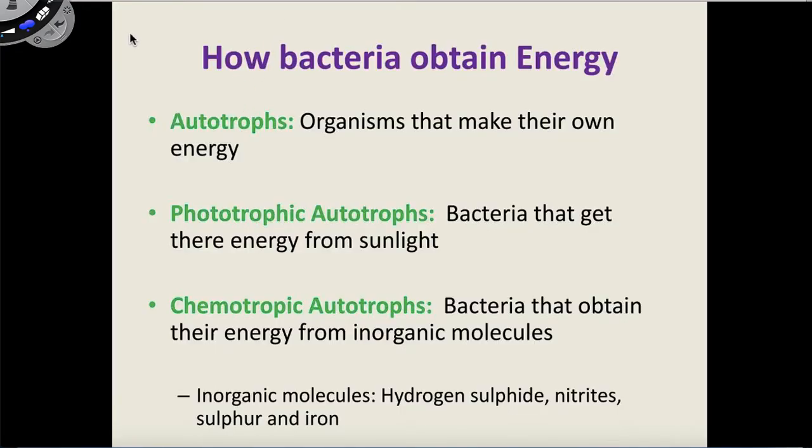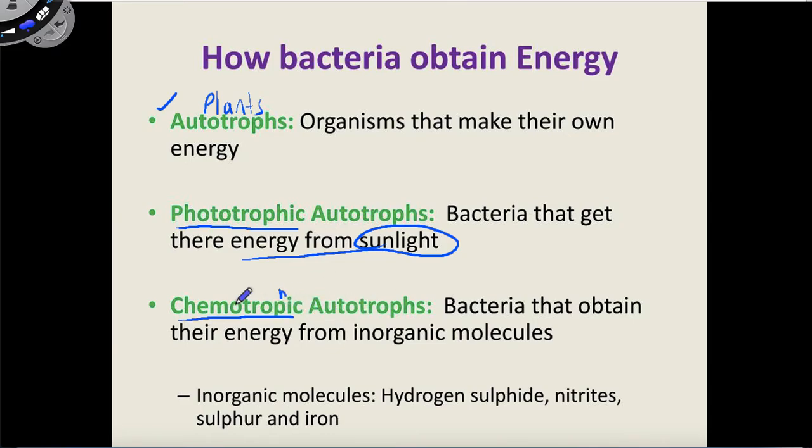So how do the bacteria obtain energy? Remember that the word autotroph means that an organism can make their own food. We learned that plants are autotrophs because they can photosynthesize their food and they use sunlight to make their glucose. Now bacteria can also do that, although there are different types of autotrophs. We have phototrophic autotrophs. That means that the bacteria get their energy from sunlight. And then we have chemotrophic autotrophs, and this is bacteria that obtain their energy from inorganic molecules, so not the sun, but inorganic molecules like hydrogen sulfide, nitrite, sulfur, and iron.